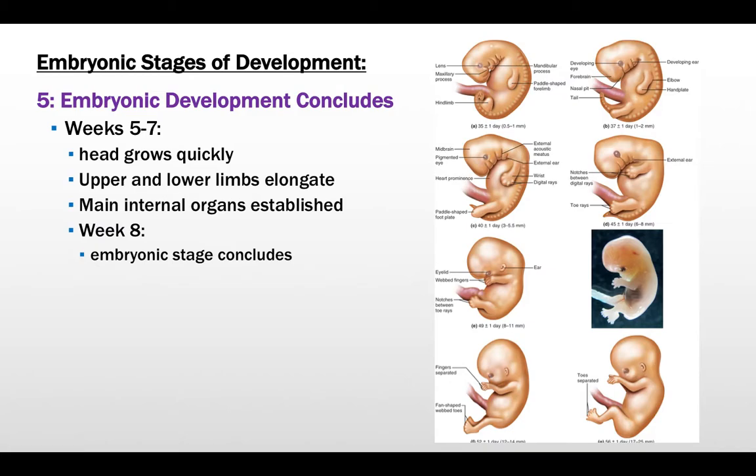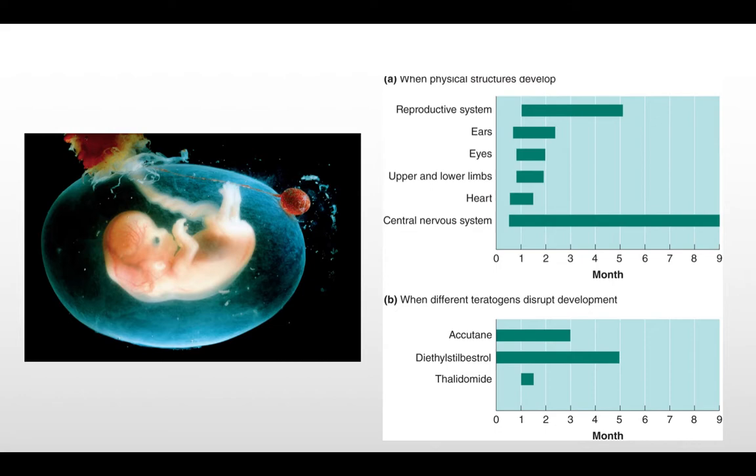In weeks 5 through 7, we see a lot of growth. So we see head growth, we see limb growth, and we're establishing most of our main internal organs, our liver, our stomach, etc. In week 8, the embryonic stage concludes, and we have something that is very human-like. It has all of the limbs and fingers and toes. It has most of our structures. They're just not fully developed.